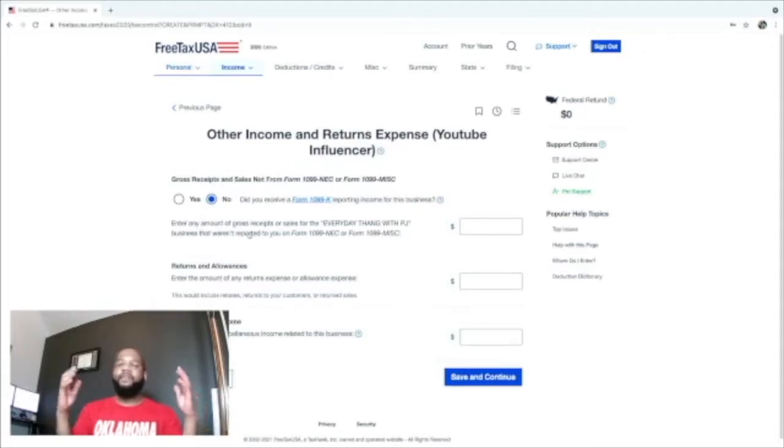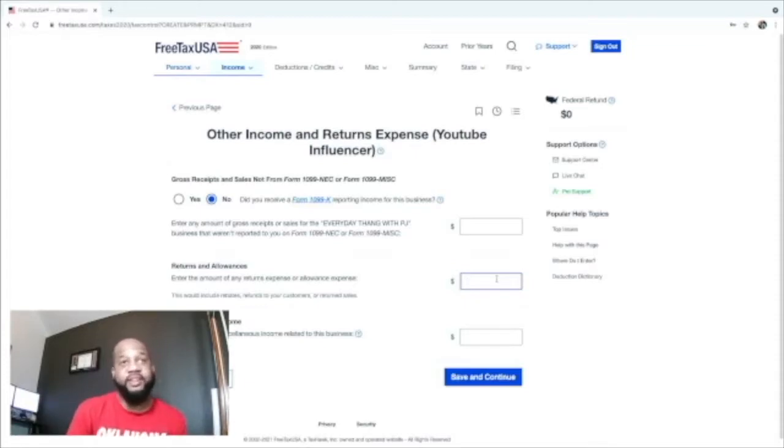So if you have cash sales, or sales from a credit card company that you didn't get a 1099-K for, for whatever reason, you can put that in here. But most likely, if you sell anything on eBay, you'll get a 1099-K. You can put returns and allowances on expenses. Basically anything that a person returned to your business, they didn't like your service and you gave them money back, you will put that here.